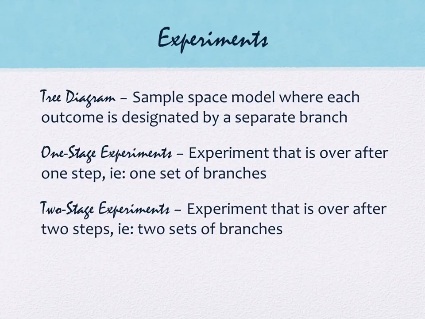Two-stage experiments are experiments that are over after two steps. Okay, so you draw two names out of the basket. You roll the dice twice, or you flip the coin twice. You have two children instead of one child, right? So anything that happens in more than one step is multi-stage. Two steps is the one this one's describing, so there's two.